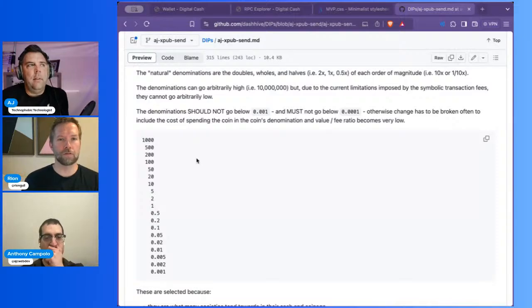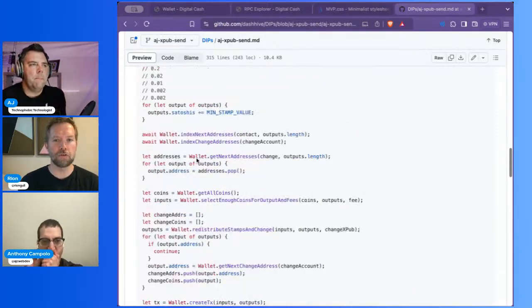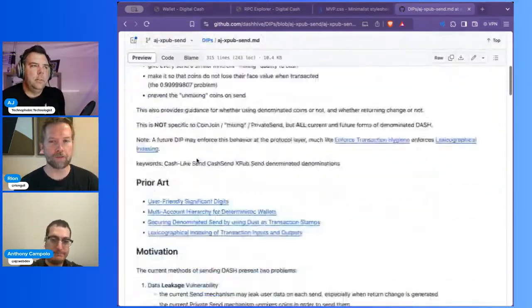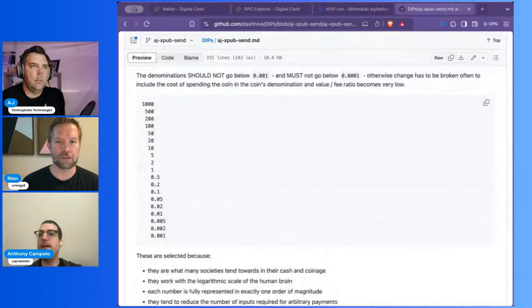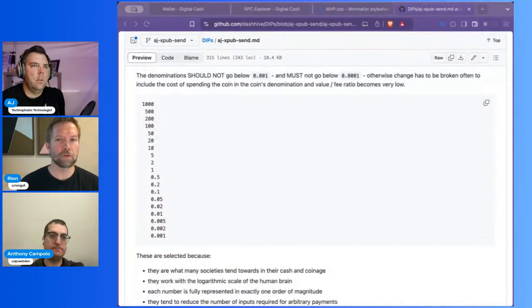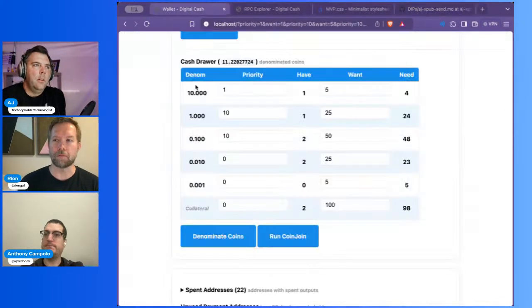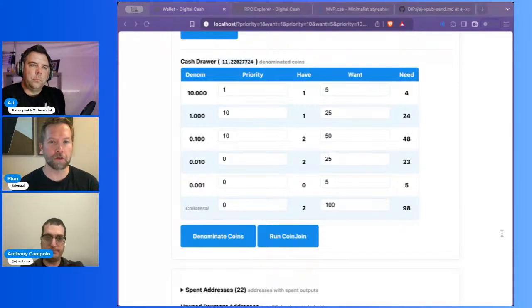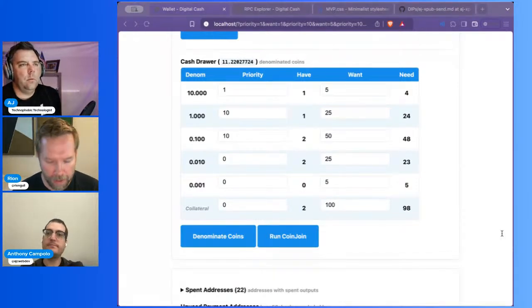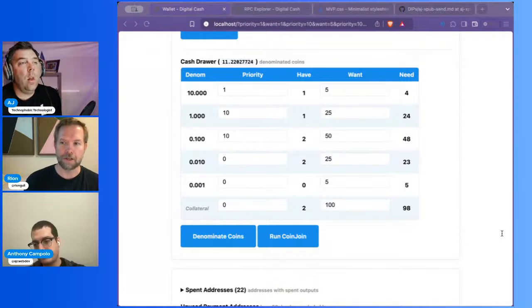So, yeah. Well, I don't want to get too much into details about how the fees and the dust and the stamps and stuff work. I just wanted to give people a brief reintroduction to that concept of cash tokens, or cash send, not cash tokens, cash send.